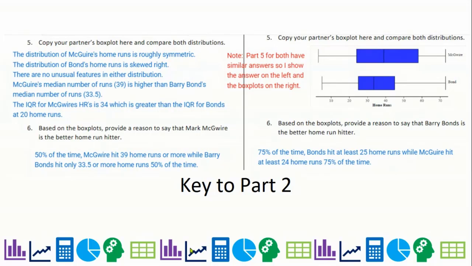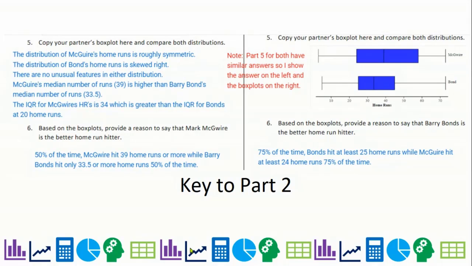But you have to be able to tell symmetry from a graph, not just by comparing mean and median. Mean and median is a nice hint, but if you were to fold that on the median, would they be roughly the same size? Yeah, they kind of match. Sure, the box on the right is a little bigger than the box on the left, but the whisker on the left is bigger than the whisker on the right, and it sort of balances out. Not perfectly, and that's okay.